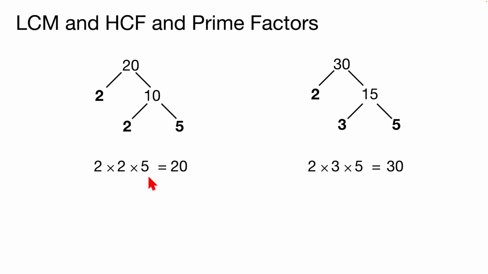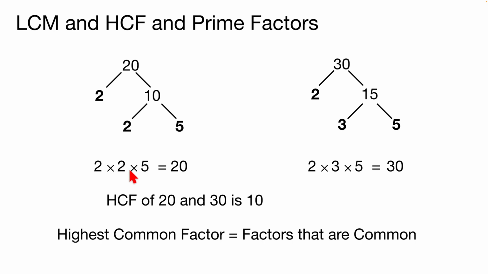What is common to these two breakdowns, these two factorizations? Well, the highest common factor of 20 and 30 is 10. Any number over 10 isn't going to divide 20 very well because it'll be more than half. So that's pretty clear. But if you look at the numbers, we've got 2 and 5 here, and 2 and 5 here. So these are the common factors, and if you multiply those common factors together, you get 10. The highest common factor is equal to the factors that are common. 10 equals 2 times 5, which is useful to know.